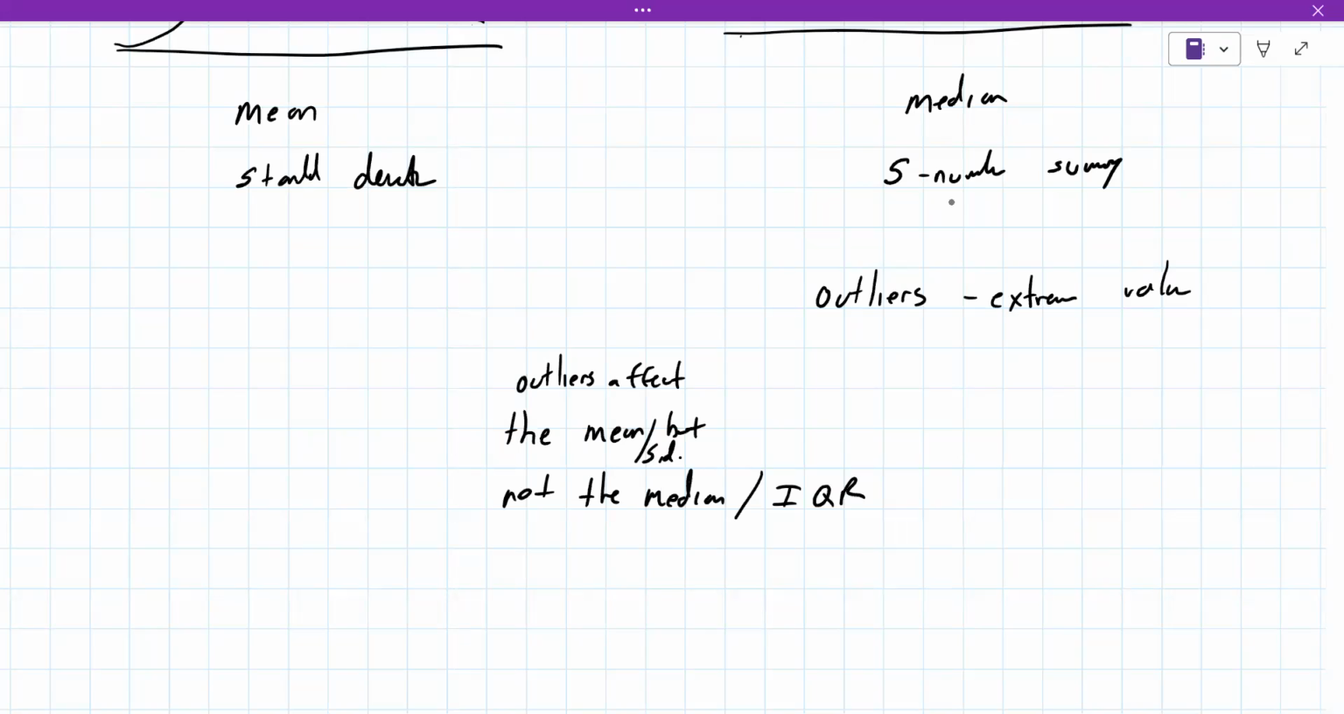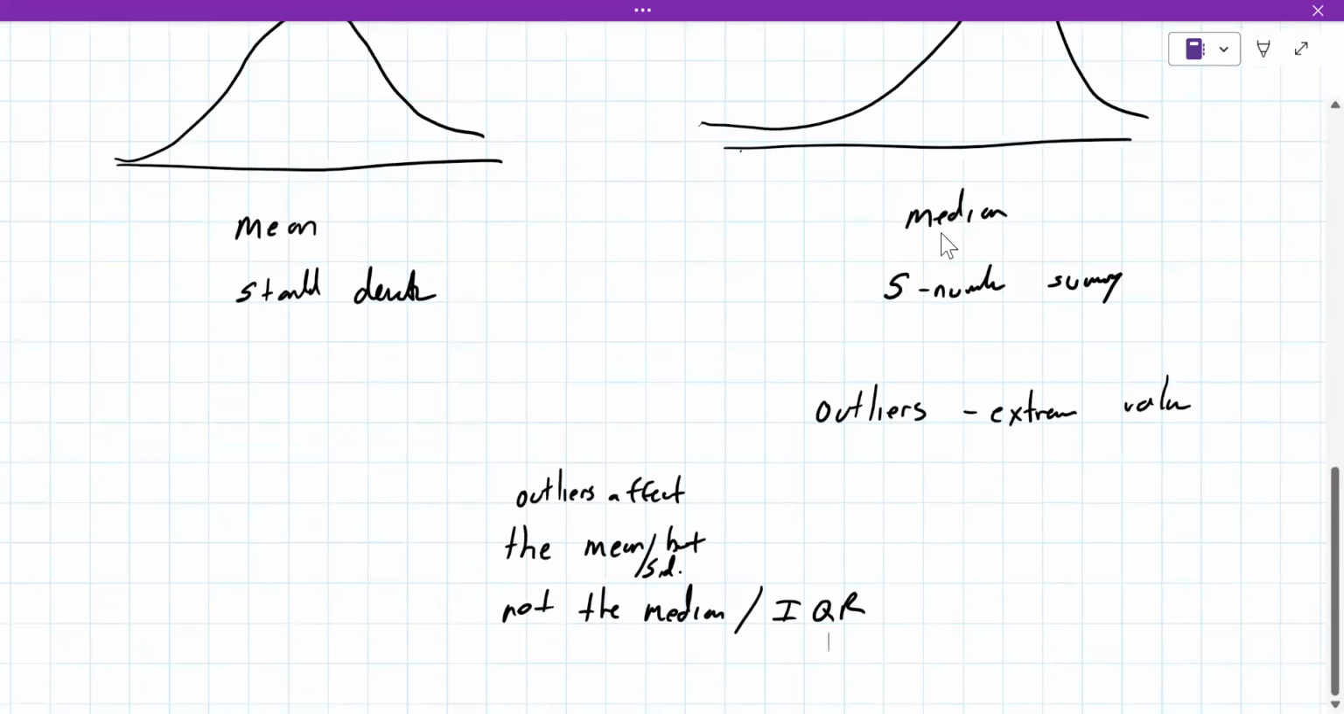And that's kind of it. There's not really more. The mean always goes with the standard deviation. The 5-number summary always goes with the median. That's kind of it for figuring this stuff out. One goes with the other.